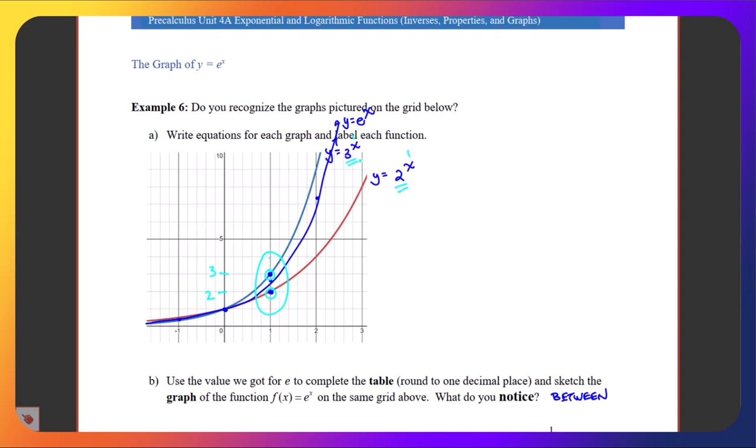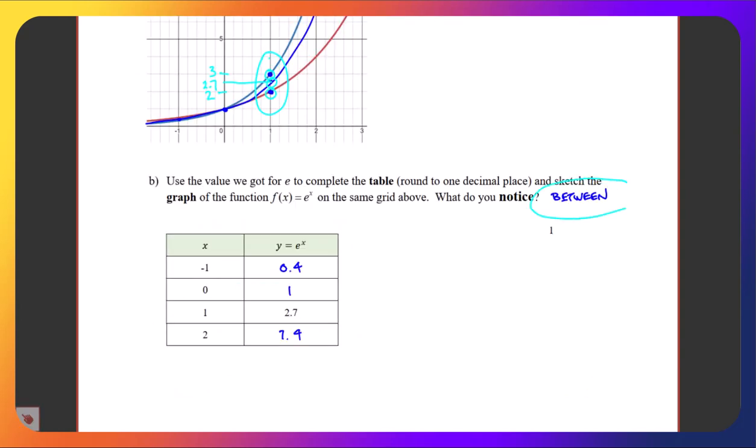Well, between 2 and 3 we have our new number, 2.7-ish, which is e, and that's the blue graph. That to the first power should be about 2.7-ish. So again, our e to the x is between 2 to the x and 3 to the x.